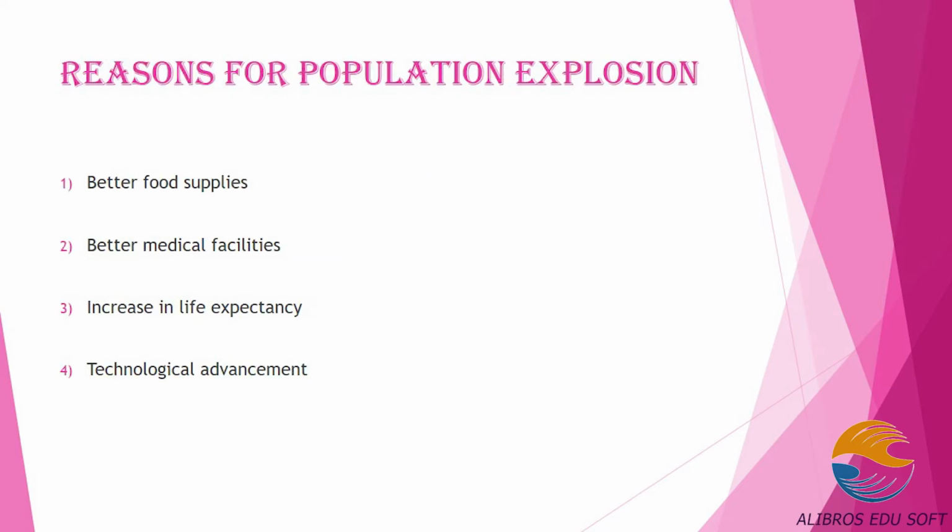Next are the reasons for population explosion. The first one is better food supplies. Next is better medical facilities. Third is increase in life expectancy, and the fourth is technological advancement, etc. When better food supplies are provided, people get enough food, and that leads to a healthy and better life.